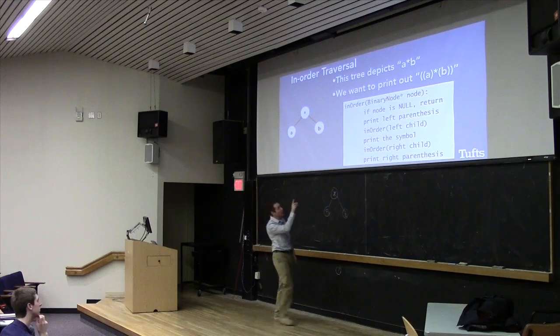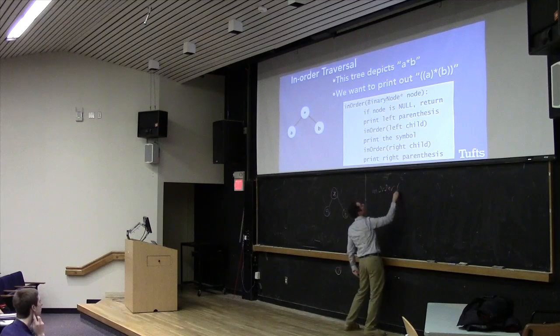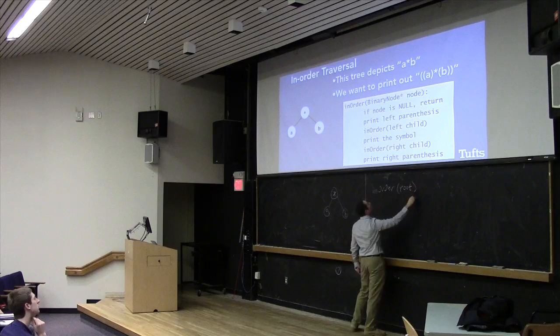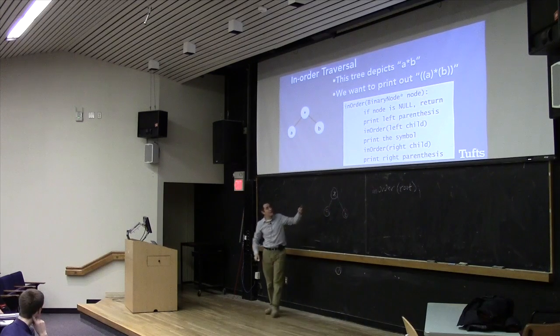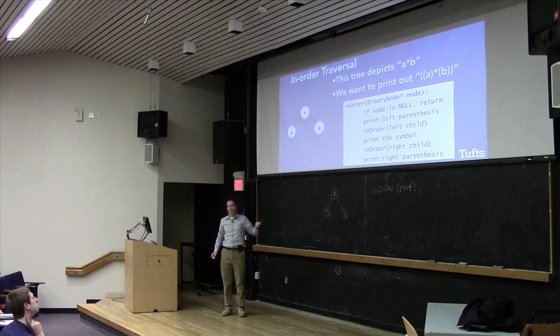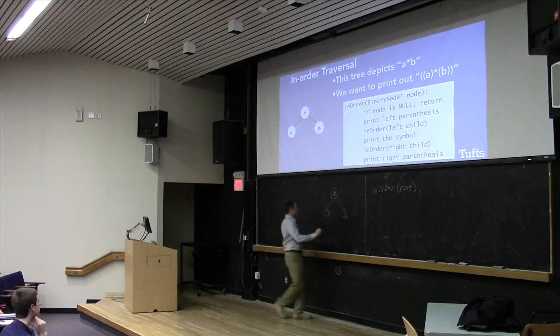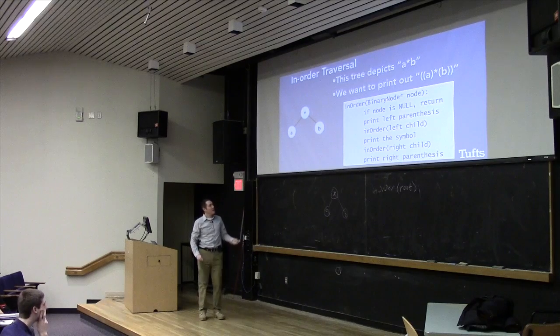So we're going to call in order on the root in this case. What's it going to do? Is root null? It's not. This is the root, it's not null, we don't have to return. Print out a left parenthesis. I'm going to print the parentheses over here. There's my left parenthesis. Then I do in order left child.